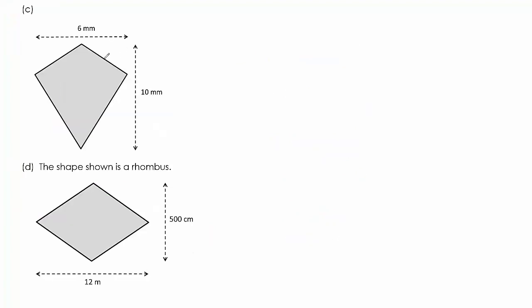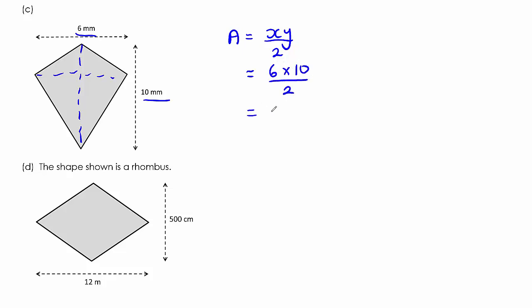Now this next shape is a kite, and what we're being given is the length of the two diagonals. We're told this one is 10 and this one is 6. And for a kite, the formula is xy divided by 2, where x and y are the lengths of the diagonals. So it's just going to be 6 times 10 divided by 2. 60 divided by 2 is 30, in this case, square millimeters.